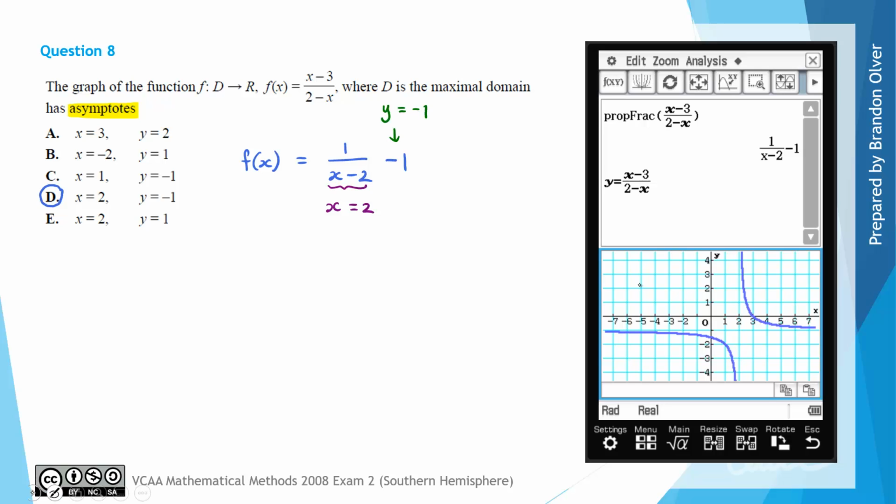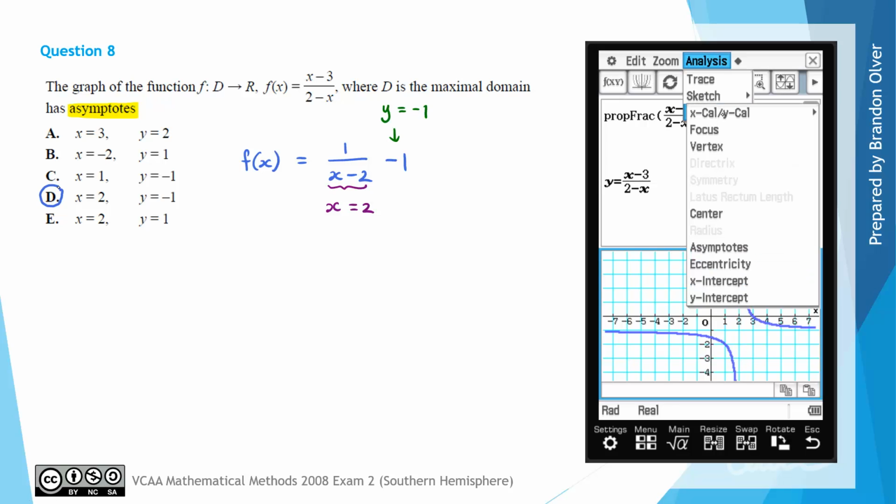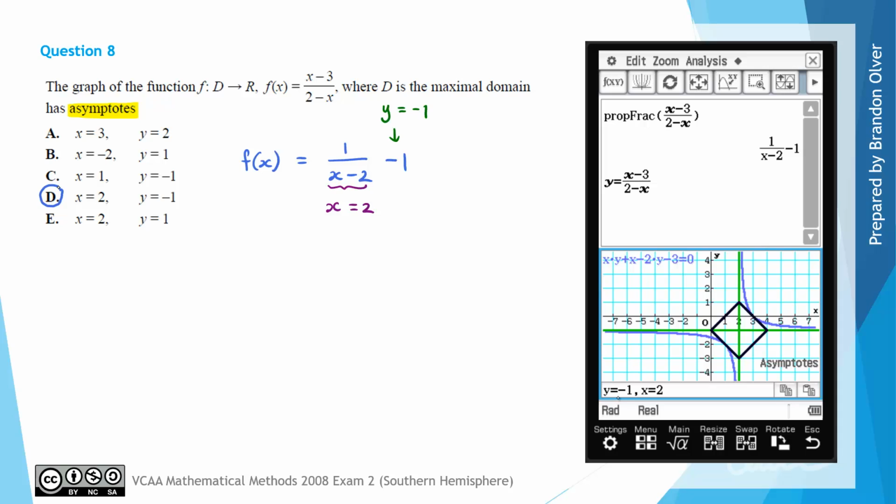And the good thing about using the conics menu is when we go analysis, G-solve, we get a different set of options here to select from. And one of those is asymptotes. So I'm going to click on that. And just down the bottom here, you can see it gives y equals negative 1 and x equals 2.